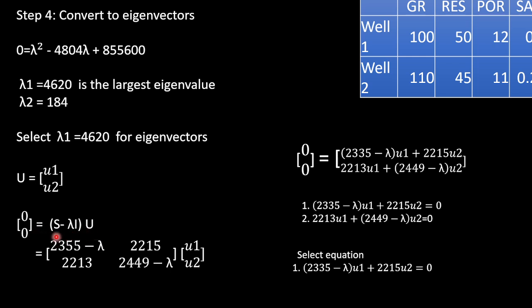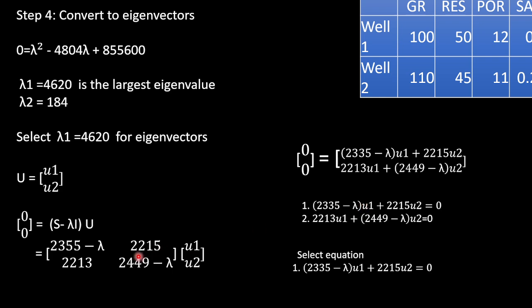So already we defined this in an earlier step, like in step 3. So this is the S minus lambda I value: 2355 minus lambda, 2215, 2213, 2449 minus lambda. So this into U1 plus this into U2. So you can see here when you are putting the values, 2355 minus lambda into U1.